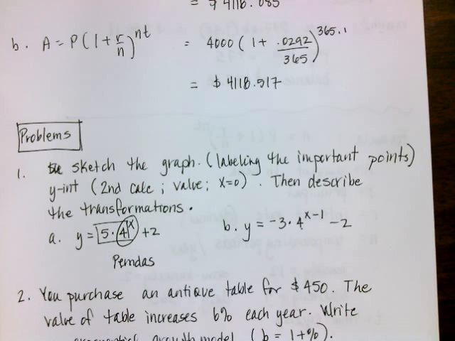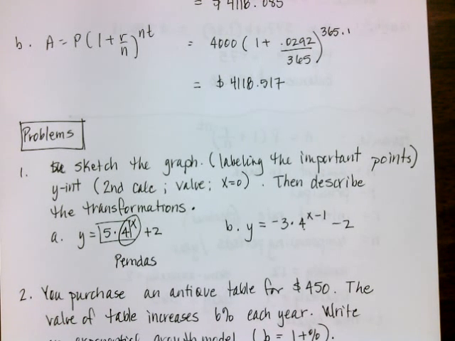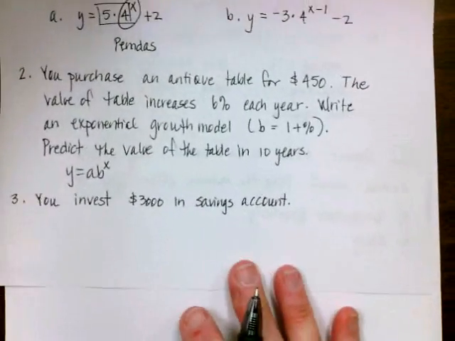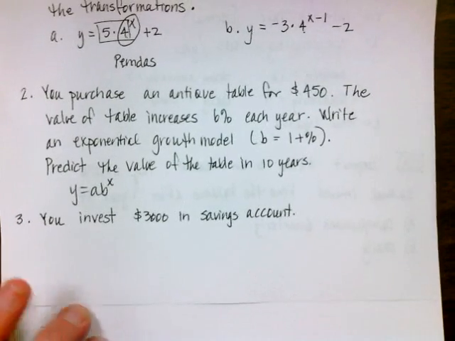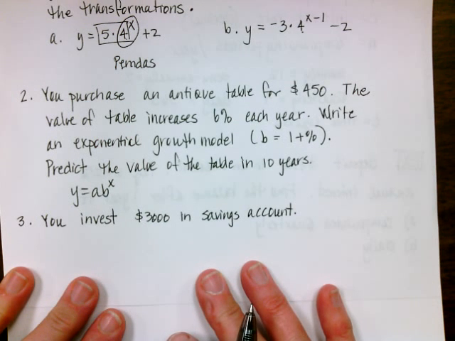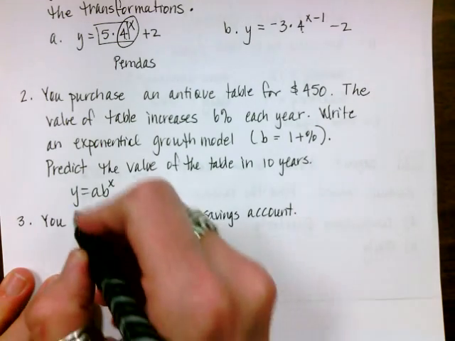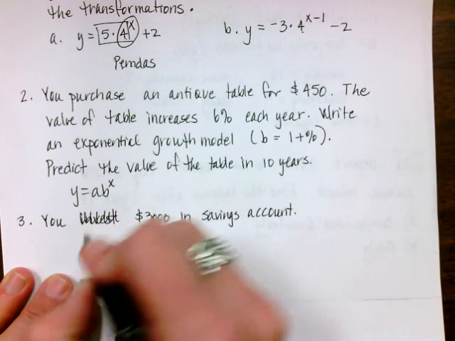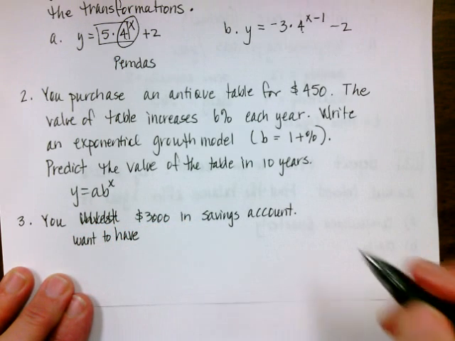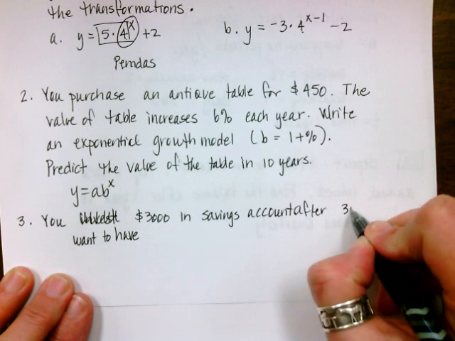Your next problem says you invest $3,000 in a savings account. Oh, I'm sorry. This one says, guess I should read before I write, you want to have $3,000 in your savings account after 3 years.